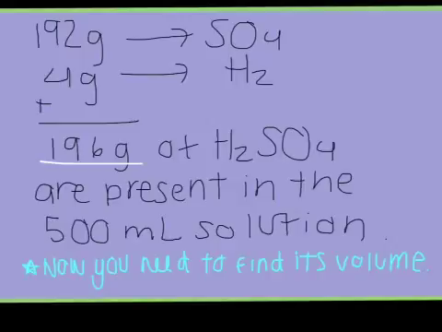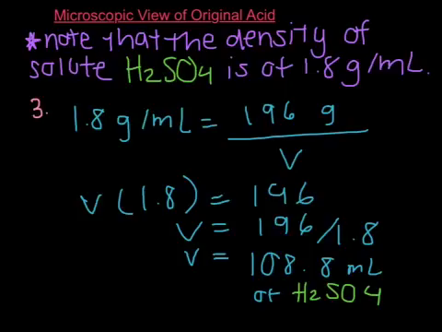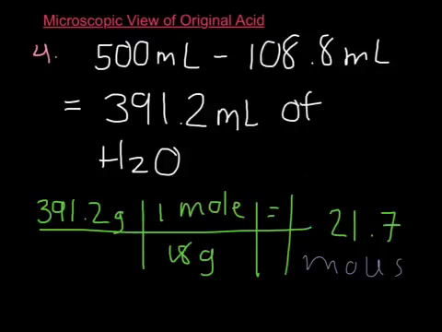But in the same way as before, you have to find its volume. So what you do is use the same density formula. The density of H2SO4 is 1.8 grams per milliliter. So you insert the number of grams, which is 196, and you solve for V, which will ultimately lead you to the volume of 108.8 milliliters of H2SO4. After this, you subtract the 108.8 milliliters of acid from the 500 milliliters of the whole solution and find that there are 391.2 milliliters of water.